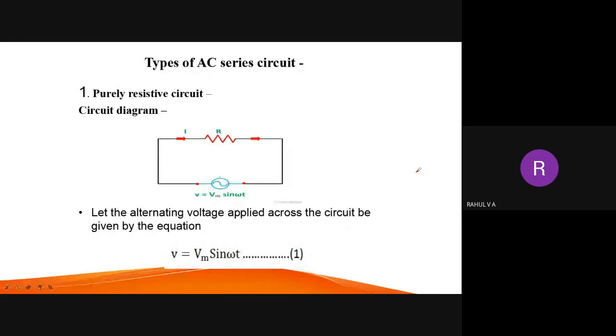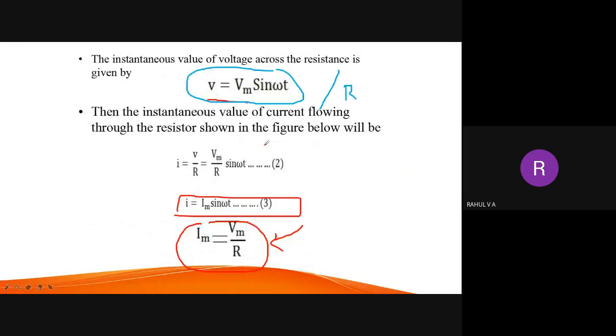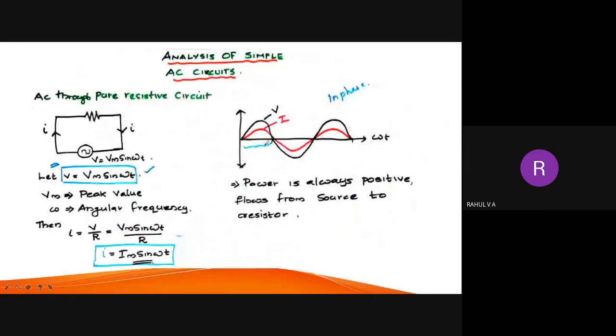But please note that the magnitude of current should always be less than the magnitude of voltage. Okay, so is it clear? This is about the analysis of a pure resistive circuit. So you can see another explanation. Both are the same pure resistive circuit.